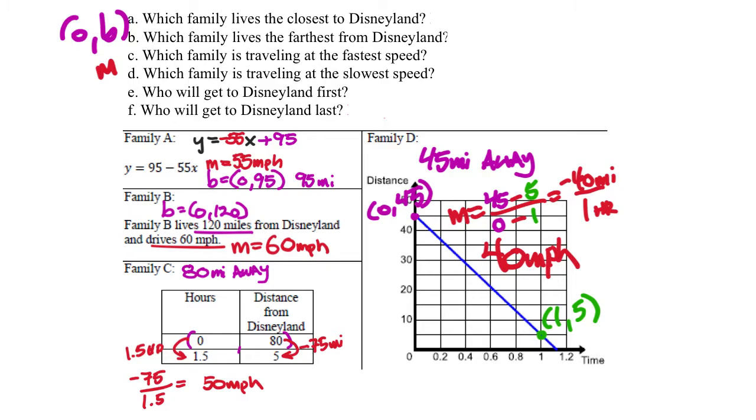So which family lives the closest to Disneyland? So yeah, family A, that's 95 miles. That's closer than family B, but it's not as close as family C. They're 80 miles away. Family D, though, they're only 45 miles away, so they're the closest. Family D is the closest. The family that lives the furthest, that's B, they're 120 miles away.